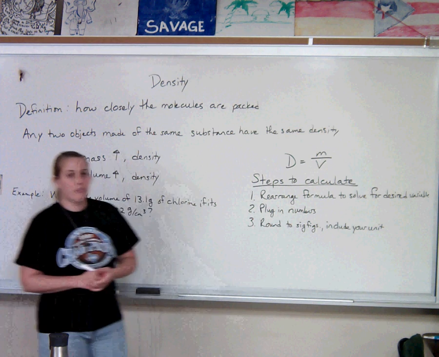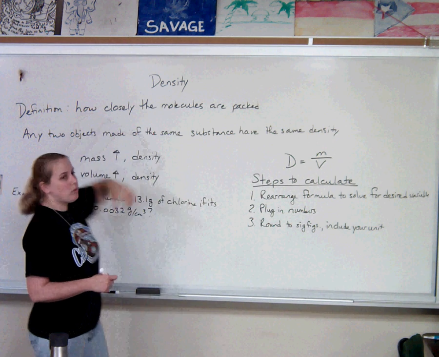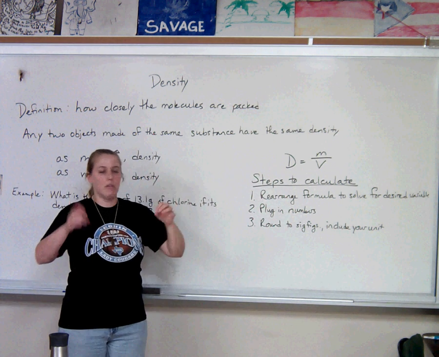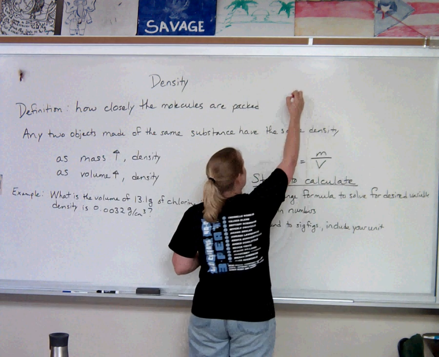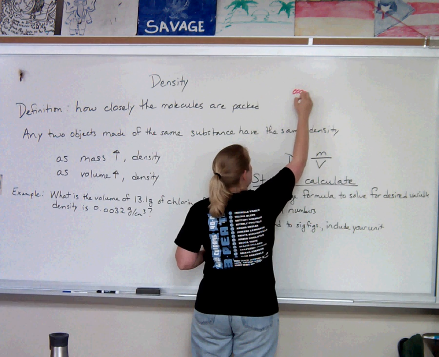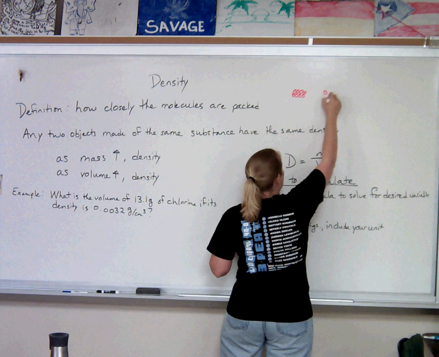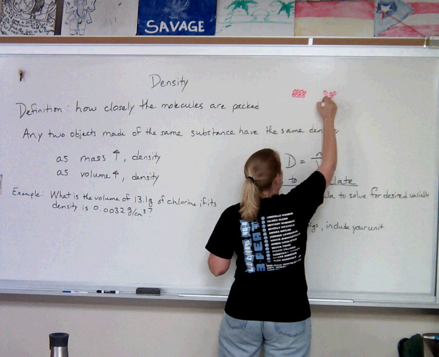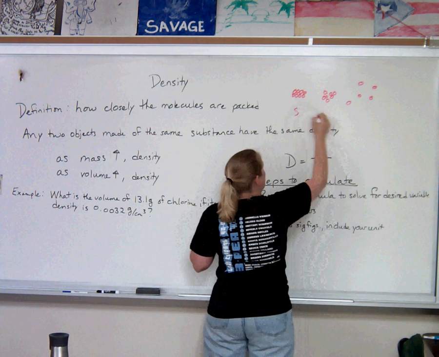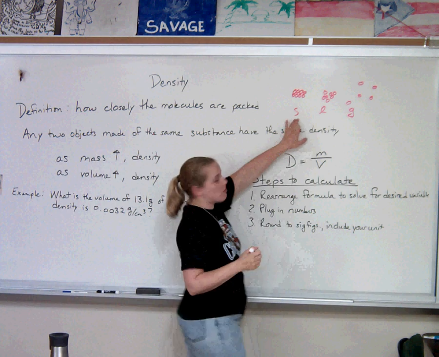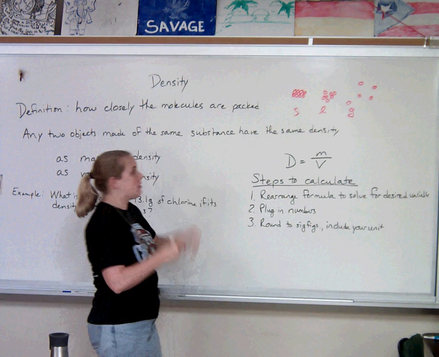So first, let's define density. The definition of density is how closely the molecules are packed. So all substances are made of molecules. All those molecules have some amount of space in between. A molecule that is solid will be very closely packed. Solids are very dense. Liquids have a little bit of space in between them. And then gases are spread way far apart. Solid, liquid, gas. So solids are much more dense. Liquids are in the middle, and the gases are the least dense because their molecules are farther apart from each other.